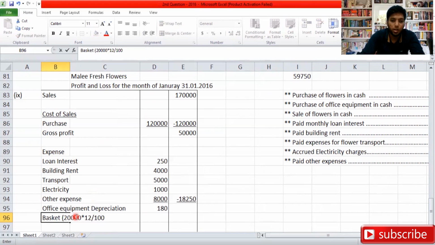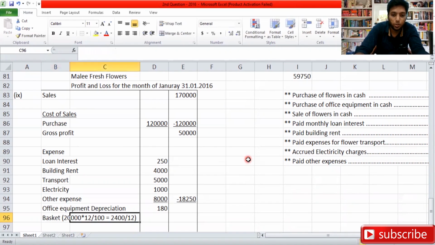So 12 divided by 100, how much will you get? 20,000 into 12 divided by 100. You will get 240,000 divided by 100, which is 2,400. Divided by 12, because you should take only 1 month. So here you will get 200. So I will record 200 here.